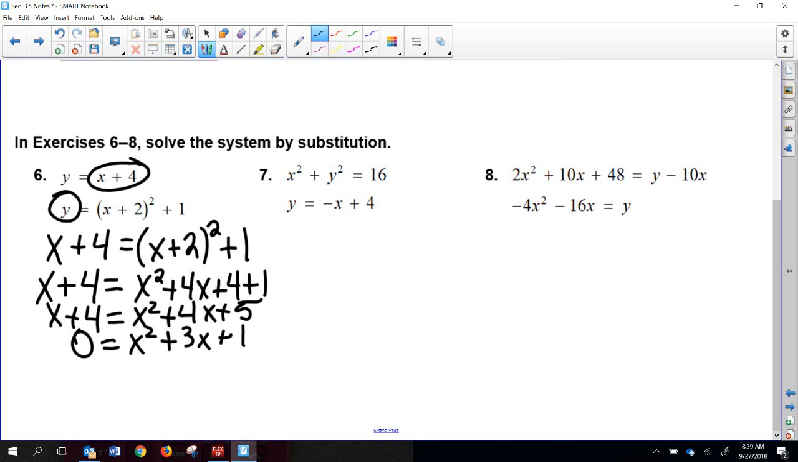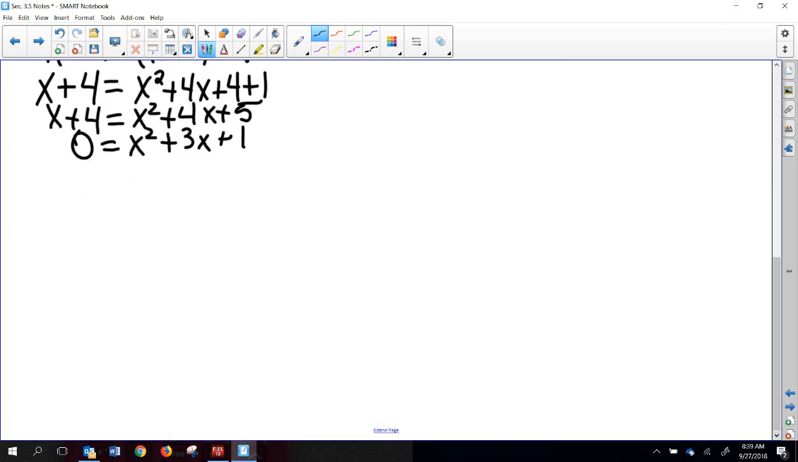What are we going to do at this point to solve this? Can it be factored? Are there numbers that multiply to be 1 and add to be 3? No. Anish, what are we going to have to do? We could complete the square. What else could we use? Quadratic formula, either one. You have to decide what's best for you. I think in this case, it's easier to use the quadratic formula. Why am I saying it might be easier to use the quadratic formula?